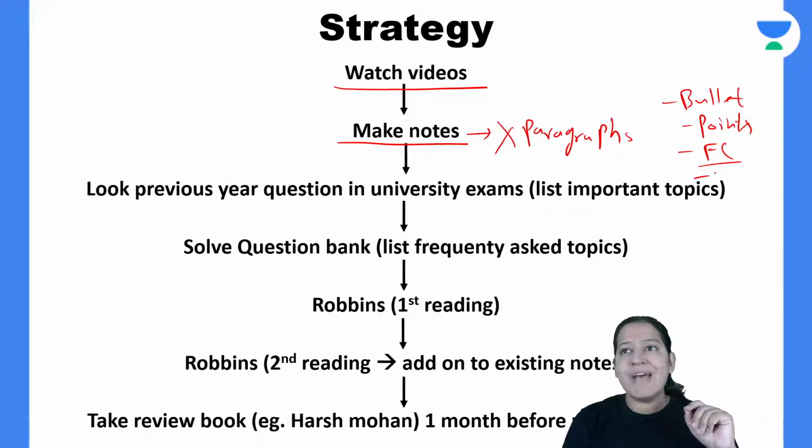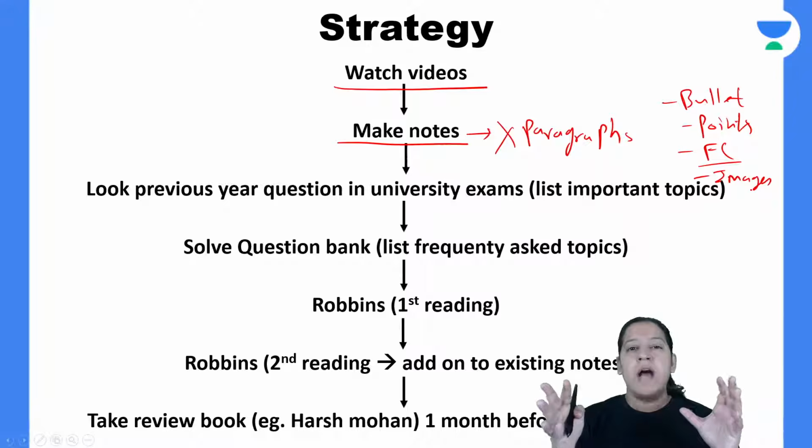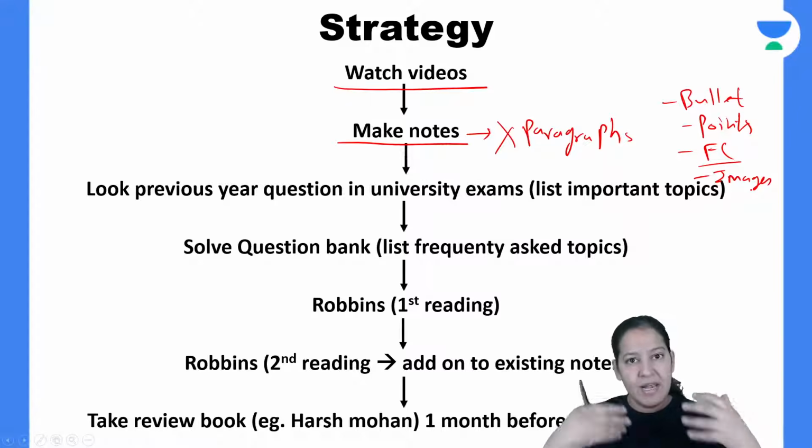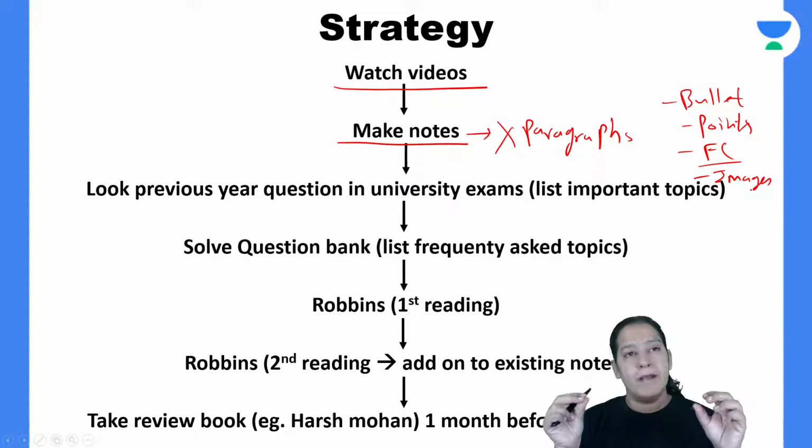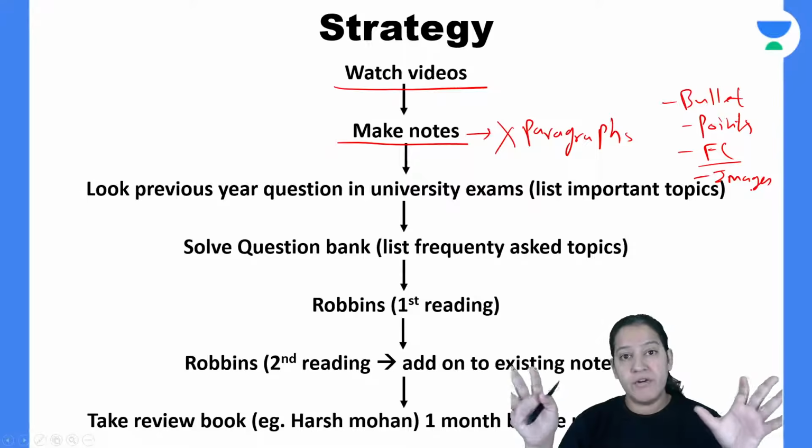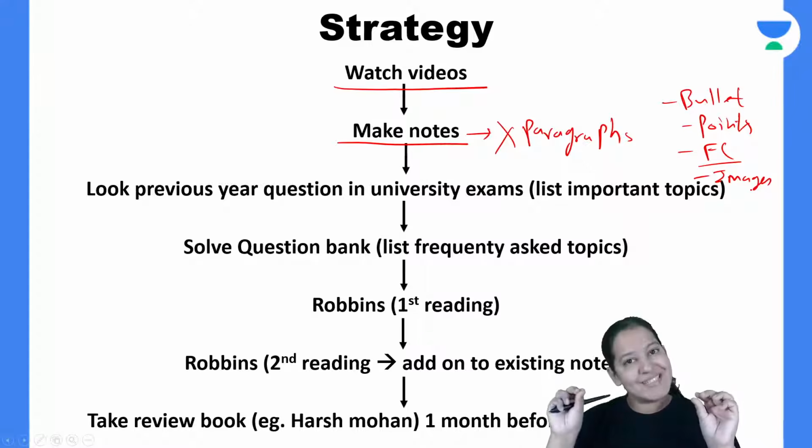Try to draw as many images as possible. It is a scientific fact that our human brain recalls theory only minimally, but when we see images, you will not forget them. You will remember them for a longer duration. So it is a scientific fact.